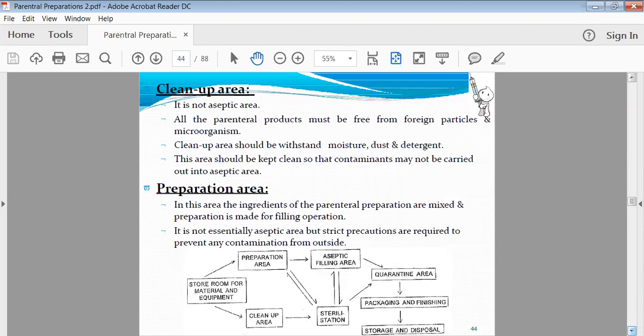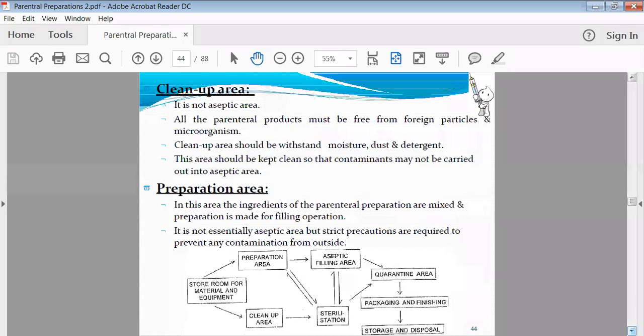Now what is the cleanup area? This cleanup area is not an aseptic area. Generally, in this area, we carry out the cleaning of your equipment as well as the cleaning of your containers and closures. In this area, we have to maintain proper cleanliness, and there should not be any kind of dust. The detergent we are using for the cleaning purpose should be maintained very clean for the production of parenterals. So the cleanup area itself should be maintained properly, and it should be free from foreign particles as well as microorganisms, and periodically we have to clean this area.